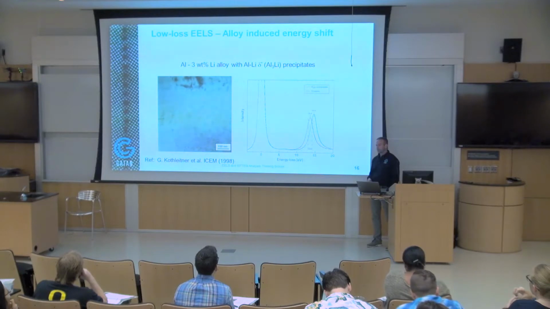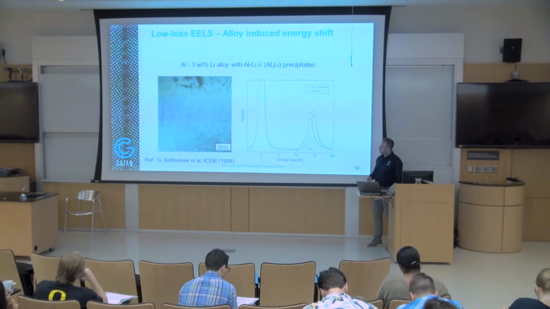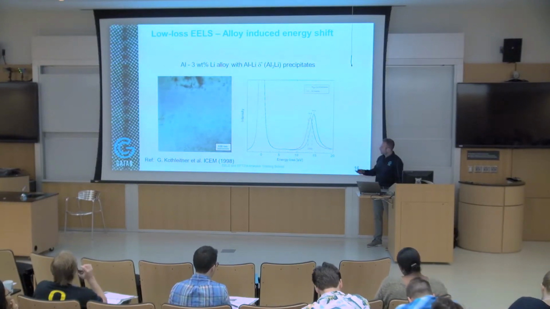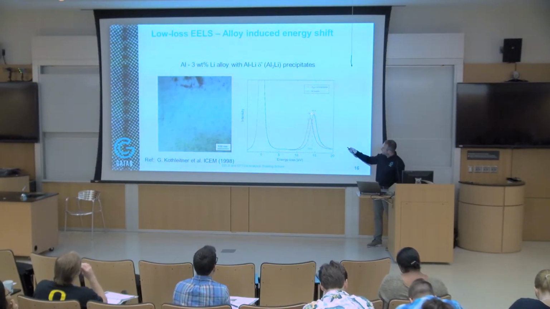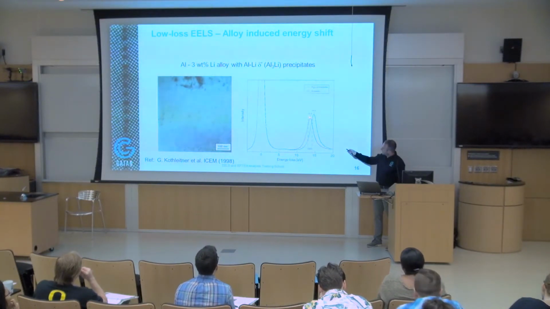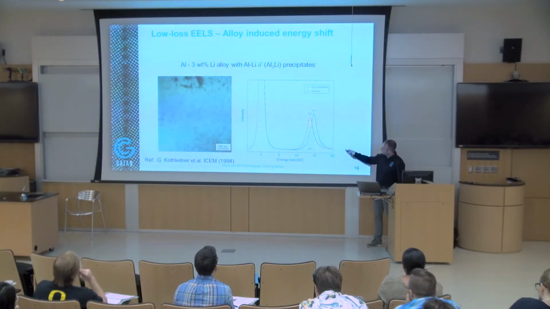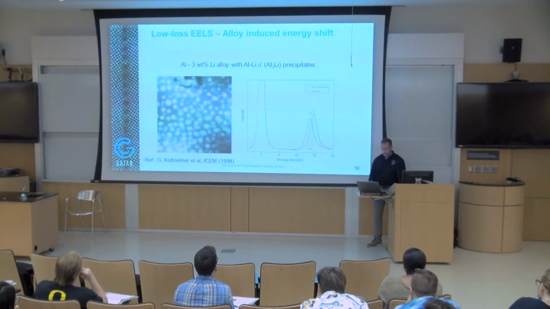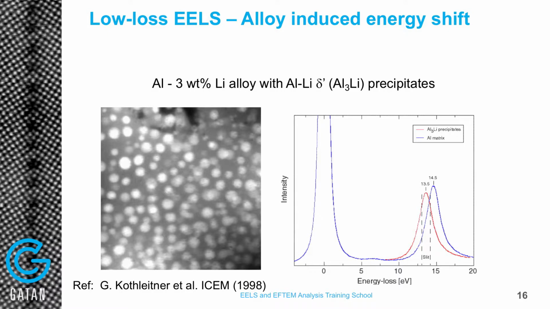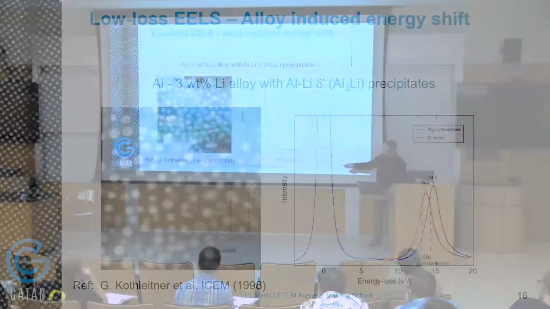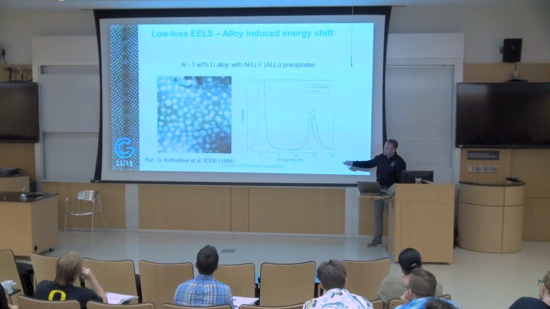So the way you want to look at this sample quickly is by doing EFTEM, or energy-filtered TEM. You take an image using only these electrons here in blue, and then you take another image using these electrons in red. If you use these electrons in red, you're going to be able to image all these particles here that contain aluminum lithiate.